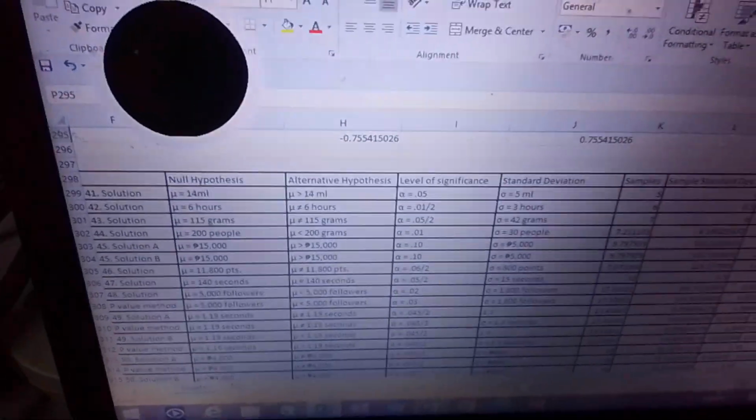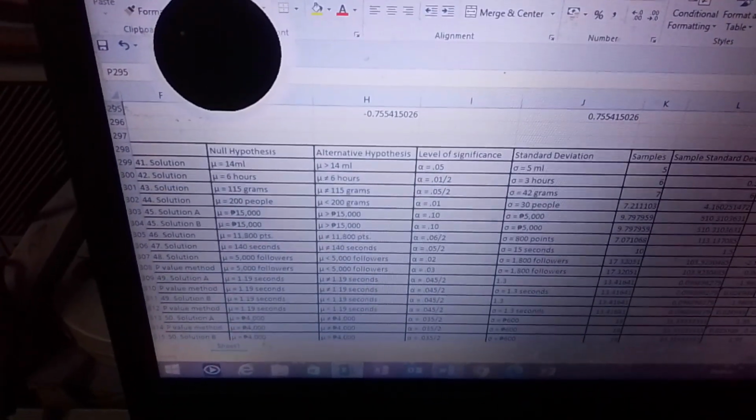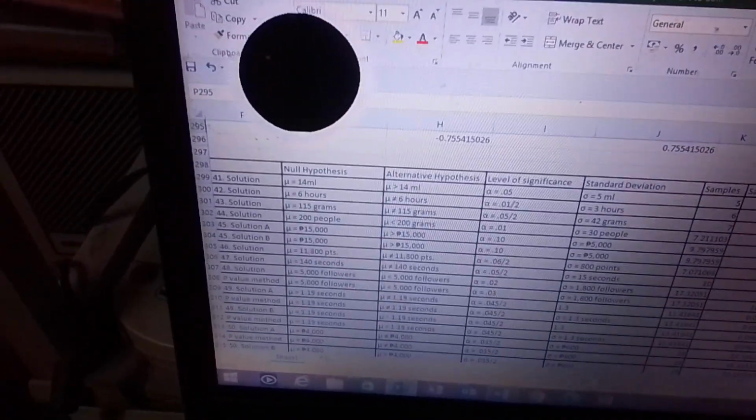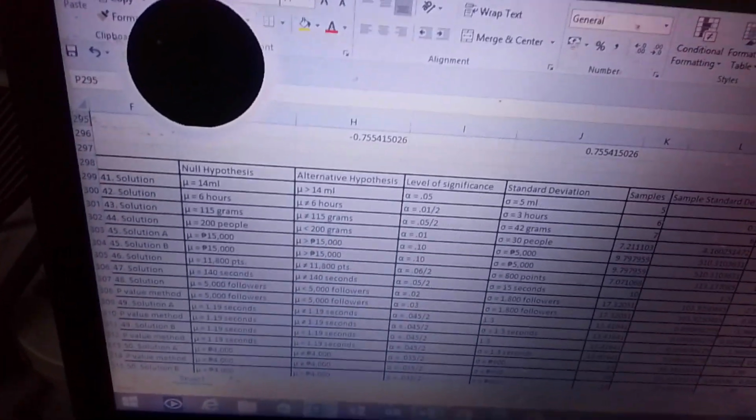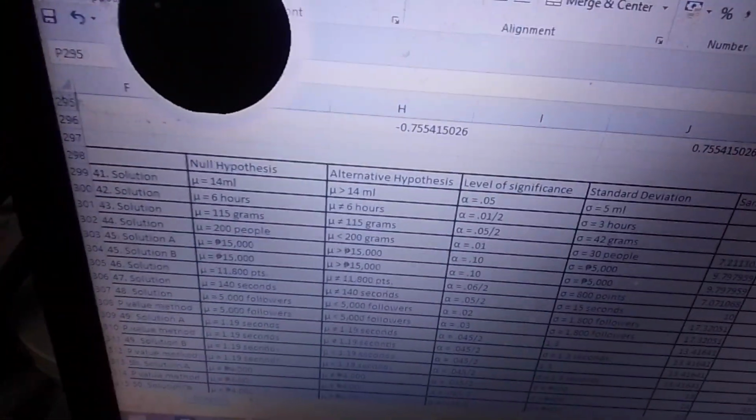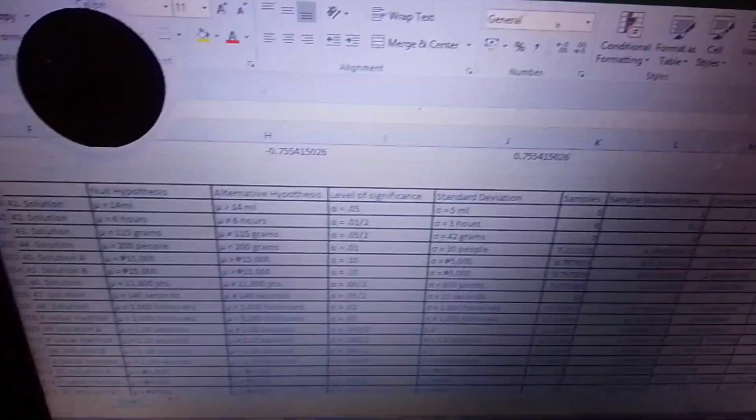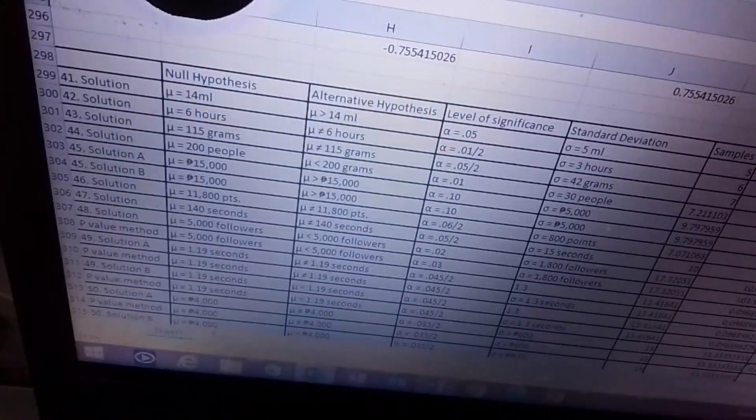To show you my solution sheet, first we need to state the null hypothesis. So what is the null hypothesis? The null hypothesis is mu is equivalent to 14 ml. That is the null hypothesis. When we say the null hypothesis, that is the initial claim, what is claimed to be true. The null hypothesis is 14 ml.